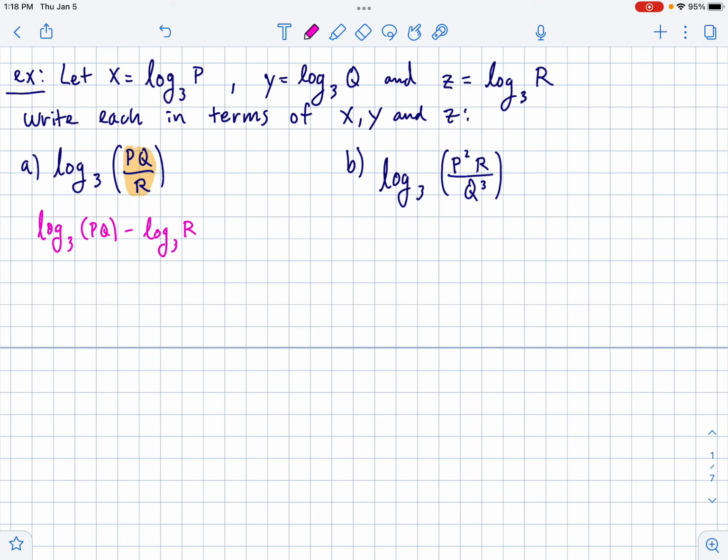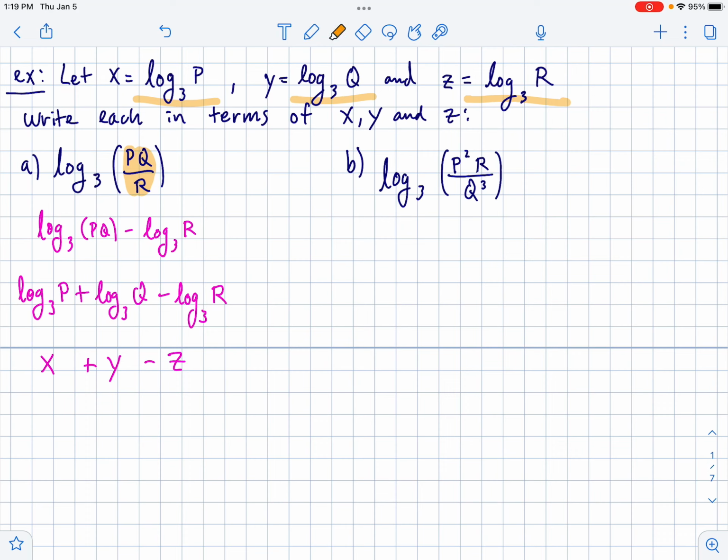Then the p and q multiplication can be broken apart into addition. So we get log base 3 of p plus log base 3 of q minus log base 3 of r. Then you have it in terms of log base 3 of p, log base 3 of q, and log base 3 of r. So the p is x, the q is y, and the r is z. So this is minus z. And then you are done.